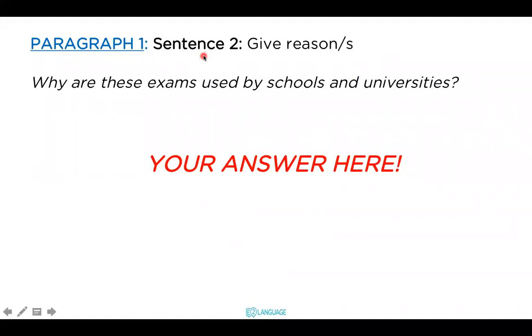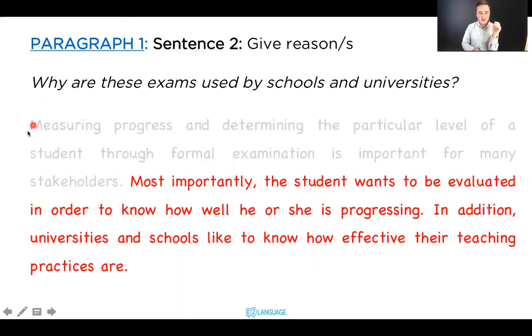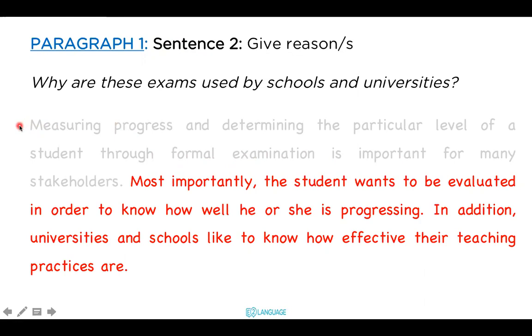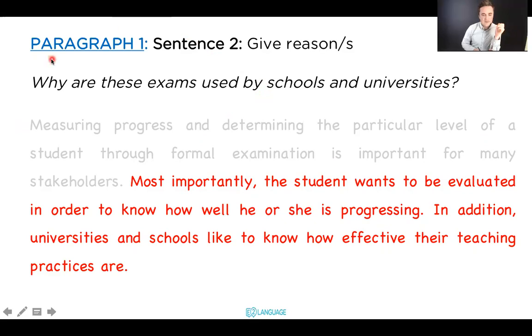Fine. Well done. Let's now look at the next part. Oh, first of all, let me show you mine. Okay. Let's read the entire paragraph so far. Measuring progress and determining the particular level of a student through formal examination is important for many people or stakeholders. Most importantly, the student wants, this is my reason why we assess formally, to be evaluated in order to know how well he or she is progressing. In addition, I've written 2 sentences, by the way. Universities and schools like to know how effective their teaching practices are.